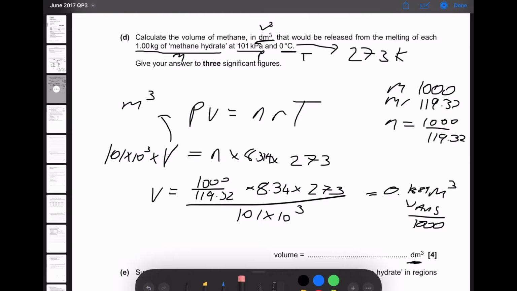No, that's absolutely wrong. Don't listen to me. We've got to do answer times 1,000 because we're going down into decimeters cubed, so we're making it a bigger number. So our answer times 1,000 gives us 188. What does it say? 3 significant figures, so 189 decimeters cubed.